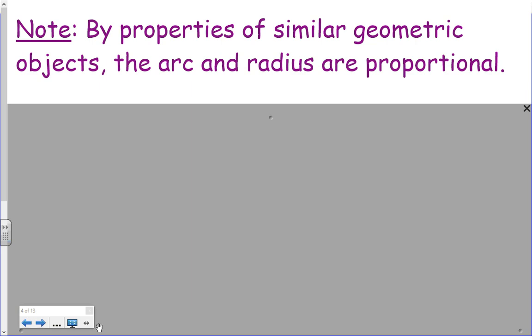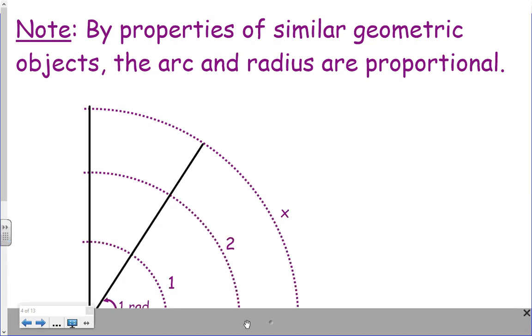All right. So how do we extend this? If we're looking at the unit circle and thinking about how to wrap this number line around there, what if my circle had a little bit larger radius? How would that affect it? Well, by properties that we know from geometry when you're working with similar geometric objects, the arc and the radius are going to be proportional. The arc length and the radius that we're working with are going to be proportional to each other.